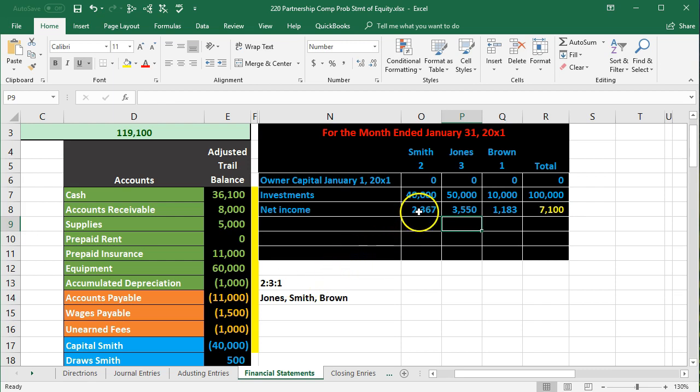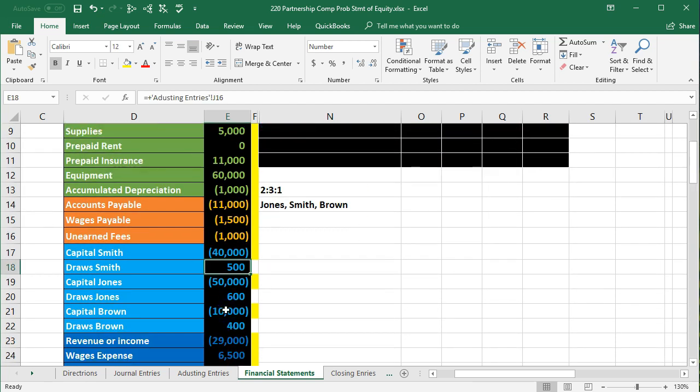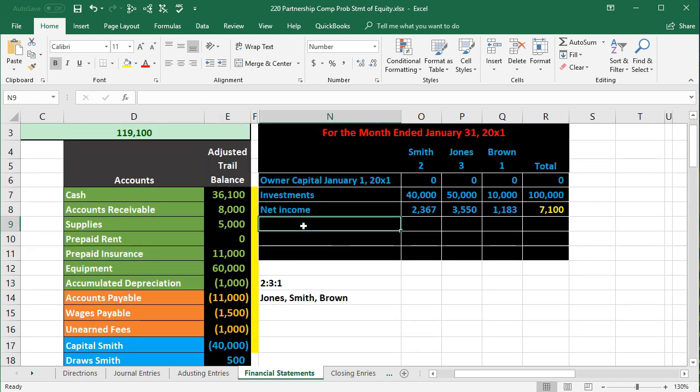Now if we add those up, because they all add up to 6 over 6, or 1, it adds up to 7,100. So notice we did that kind of backwards. I have the total here, and then we broke out the total between the partners. Okay, and then we have the draws. We're going to say less draws. Here are our draws, we have 3 draws for each partner, and we're going to indicate it's a subtraction by saying less.